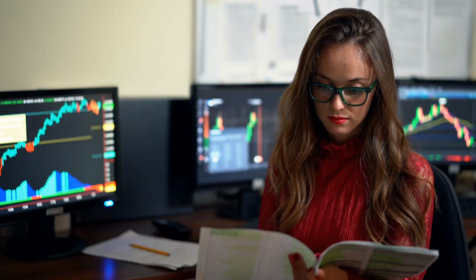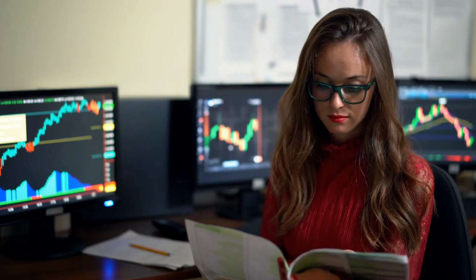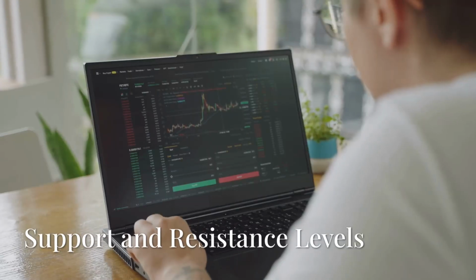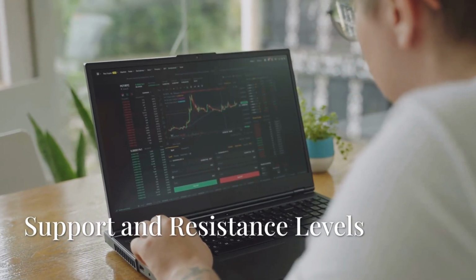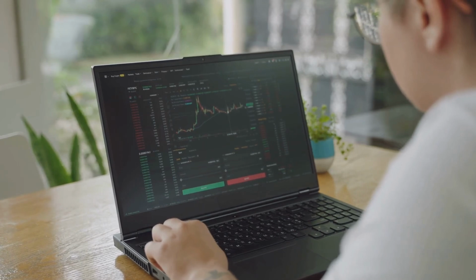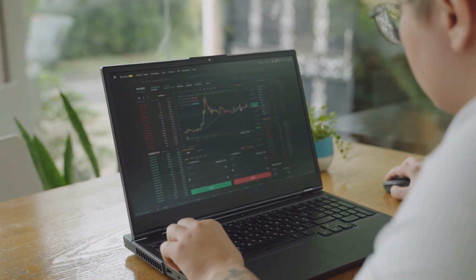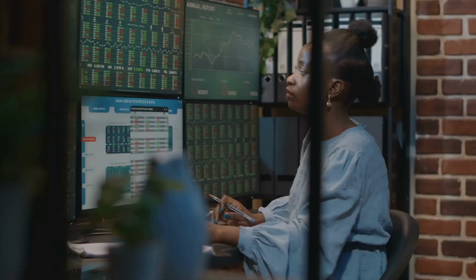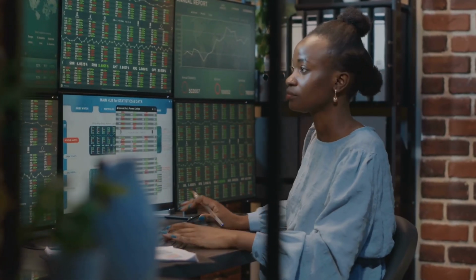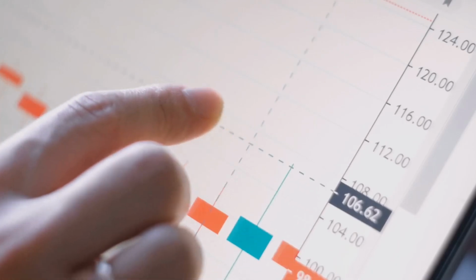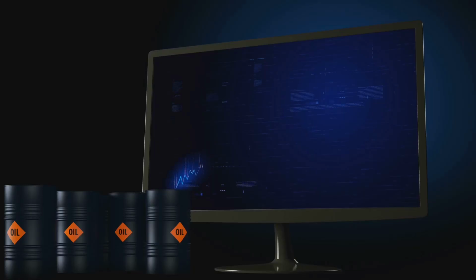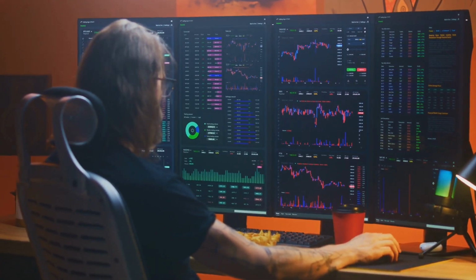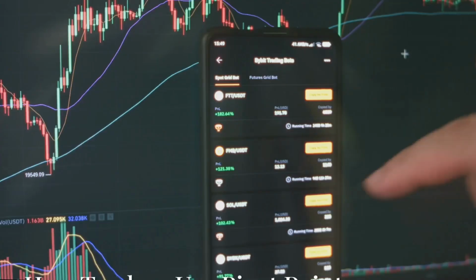Basic pivot point formula. Main pivot, or P, is calculated as P equals the high plus the low plus the close, all divided by 3. Support and resistance levels. R1 equals 2 times P minus low, S1 equals 2 times P minus high, R2 equals P plus the difference between high and low, S2 equals P minus the difference between high and low. R3 and S3 are extended levels, not always used in intraday trading.